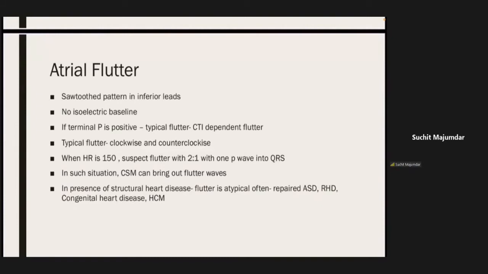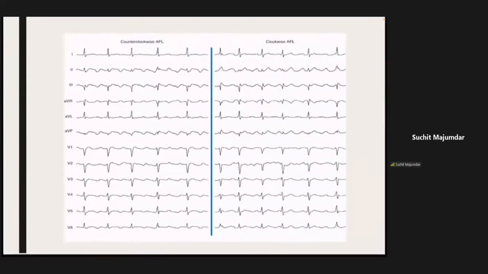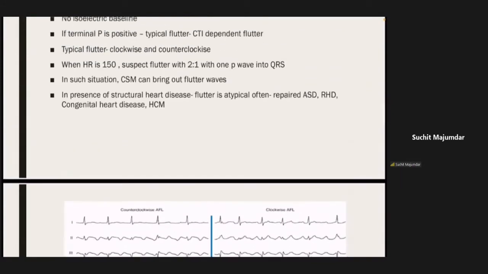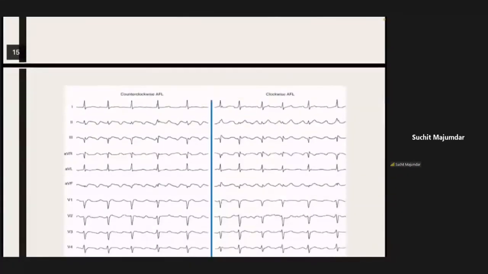So coming to another atrial arrhythmia, atrial flutter. Atrial flutter, we all know, is a sawtooth pattern in the inferior leads, and if you have a typical sawtooth pattern like this ECG, it is most likely to be a typical flutter. Meaning it is a flutter which is more likely to get ablated by ablating a particular small area of the heart, and the success of the ablation is more.